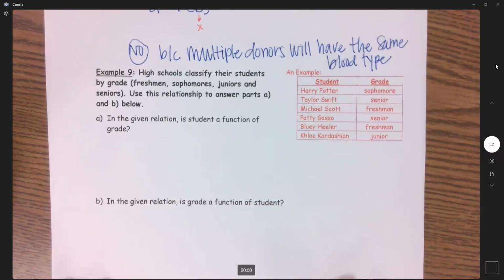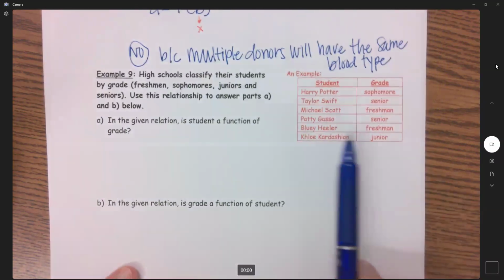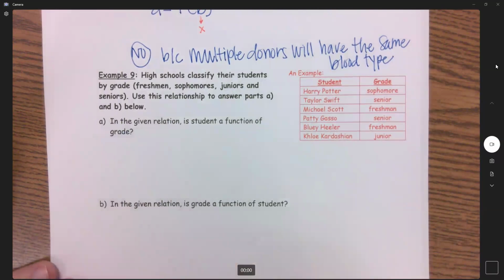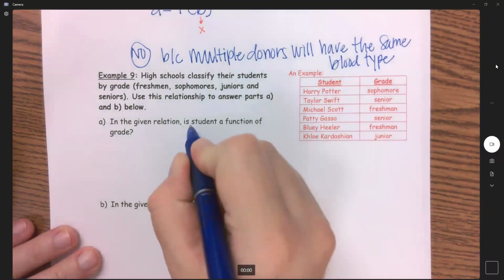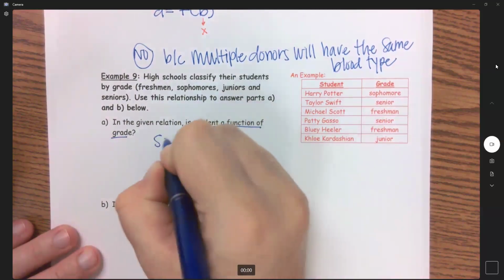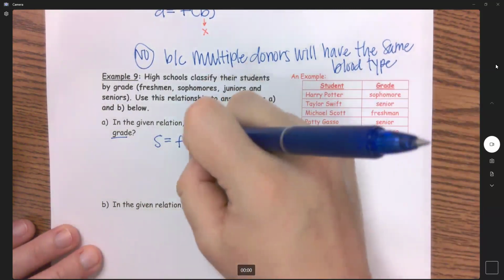Okay, example 9, very similar. High school classifies their students by grade: freshmen, sophomores, juniors, and seniors. Use the relationship to answer part A and B below. So again, I have my same students here and I gave them random grades. So is the relation, or in a relation, is student a function of grade? So that would be S equals F of G.